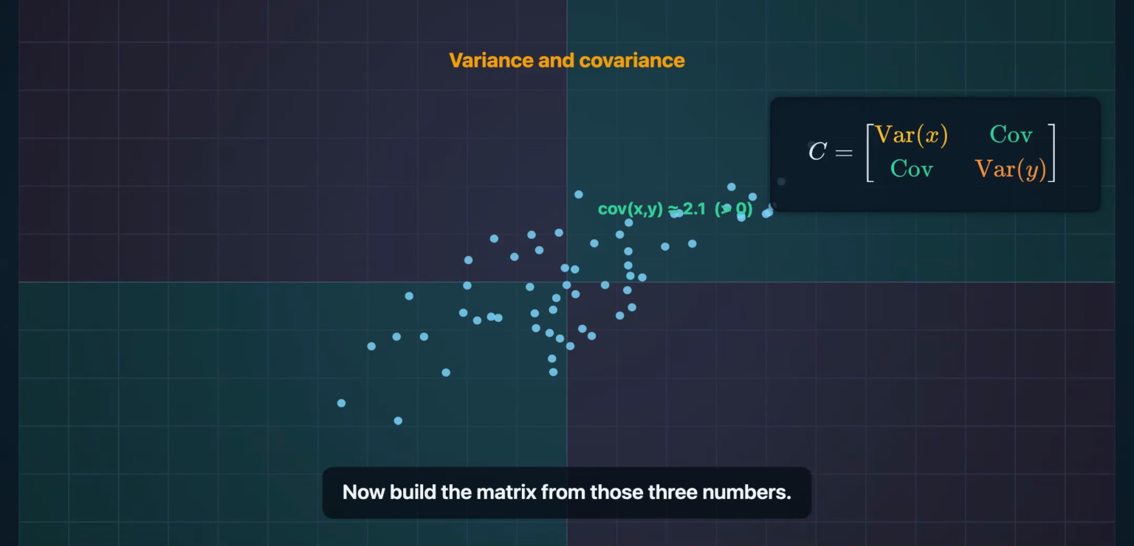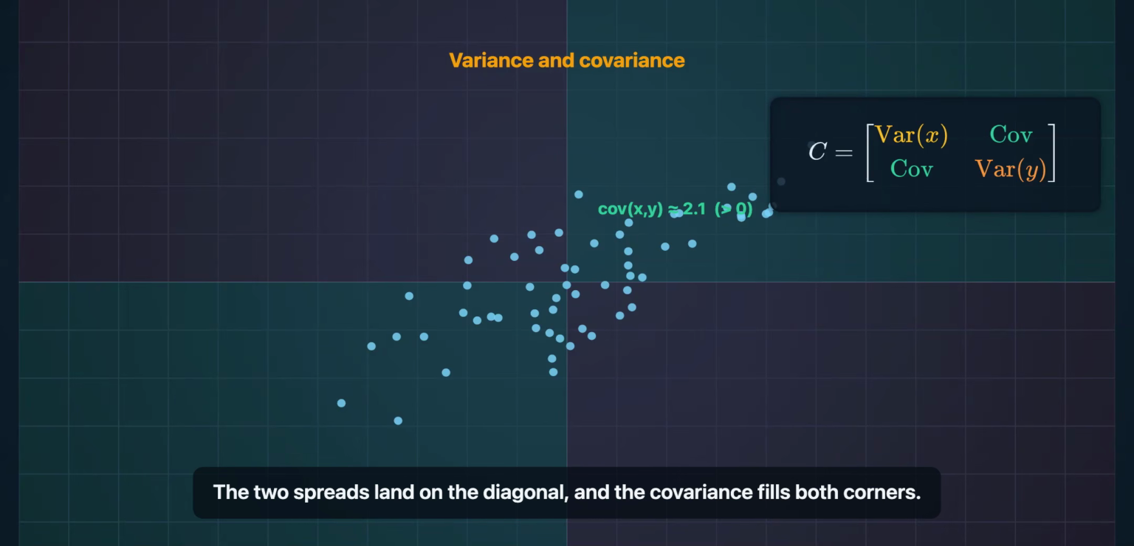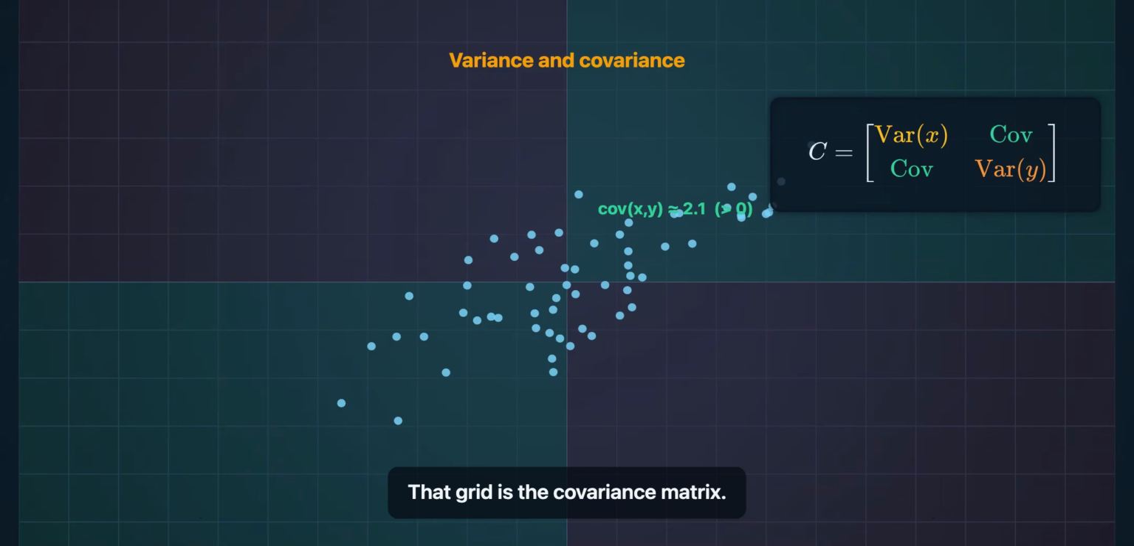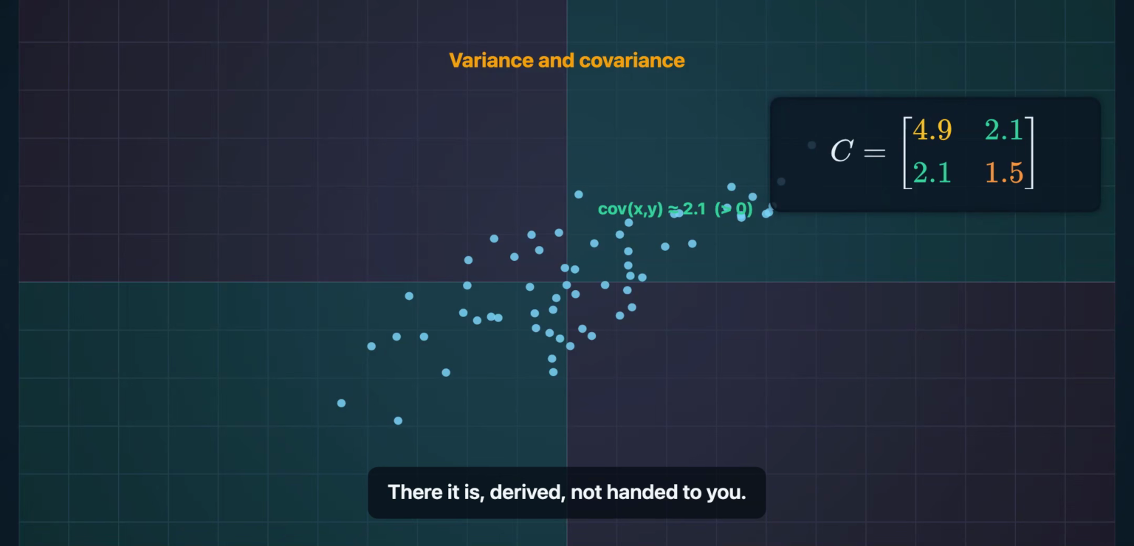Now build the matrix from those three numbers. Every entry is just an average over all the points. You take each point's gap from the center and multiply. The two spreads land on the diagonal, and the covariance fills both corners. That grid is the covariance matrix. Drop in the numbers from this very cloud. The spreads, 4.9 and 1.5, on the diagonal, and the covariance, 2.1, in both corners. There it is. Derived, not handed to you.